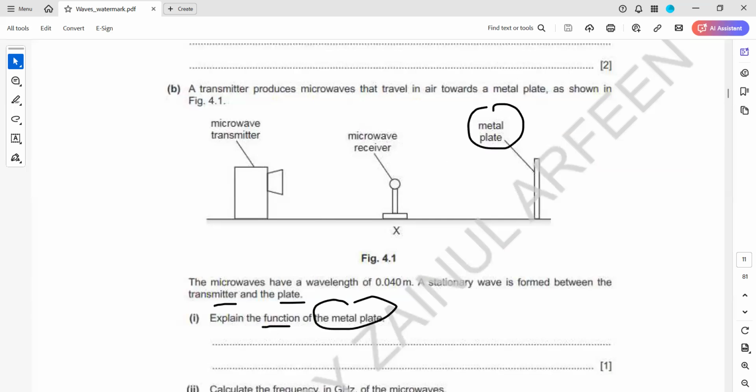The metal plate is used to reflect the microwave so that the waves can interfere and give rise to a standing wave. So the metal plate is reflecting the wave. That's the answer.